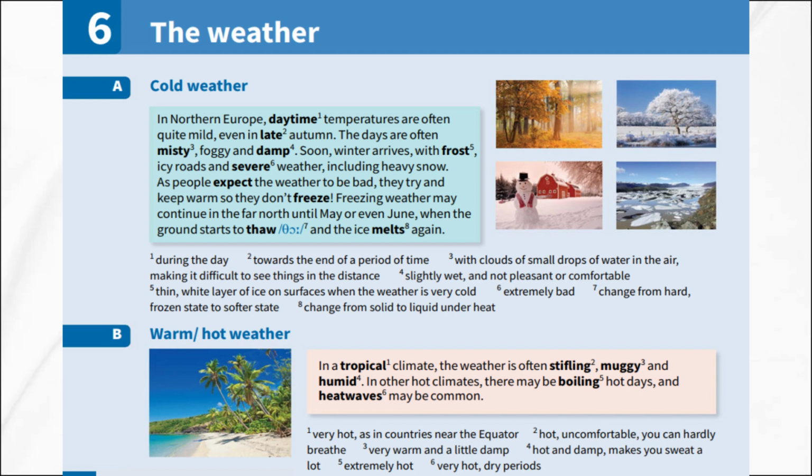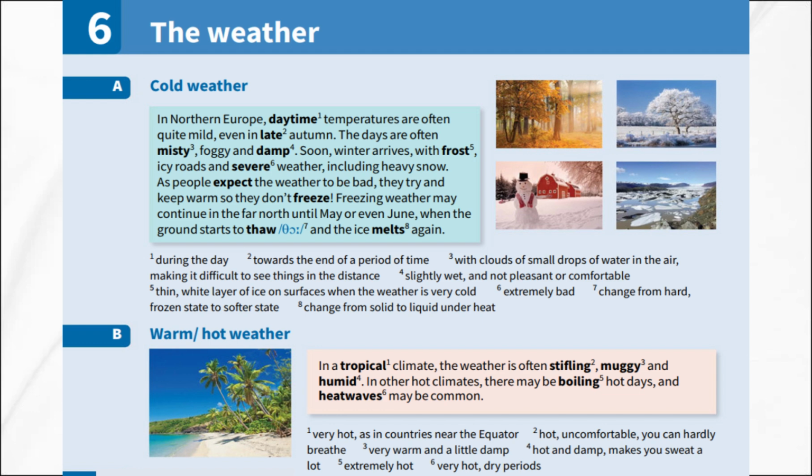Warm and hot weather. Now let us move to warmer places. In a tropical climate, the weather is often very different. It can be stifling, which means it is so hot you can hardly breathe. It can also be muggy and humid, warm and damp, making you sweat a lot. In other hot climates, you might experience boiling hot days, and heat waves are quite common.